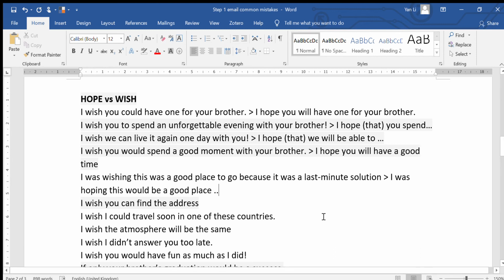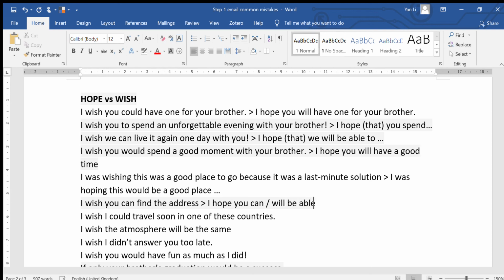Okay, "I wish you can find the address." I mean, "I wish you could find the address." I wish you could, but you're so bad at reading maps that you really, really can't. Again, very, very unpleasant intonation here. "I hope you can." So "I hope you can" right now, or "I hope you will be able to" in the future.